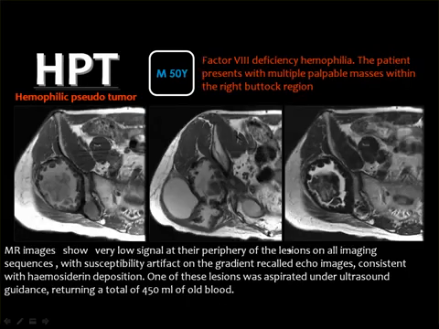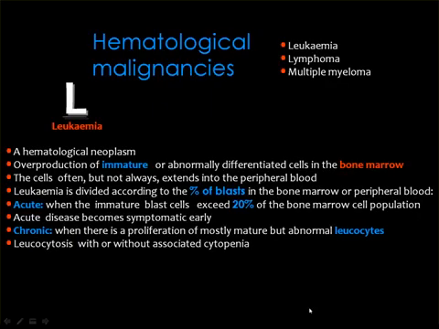Then if you look at the MRI, as I have mentioned before, one of the pathognomonic features of hemophilic pseudotumor is the presence of a low signal rim surrounding the extraosseous soft tissue component in both T1 and T2 due to fibrosis and hemosiderin deposition.